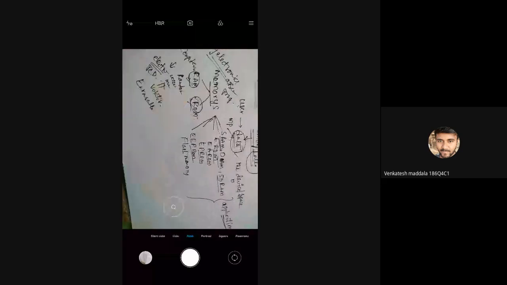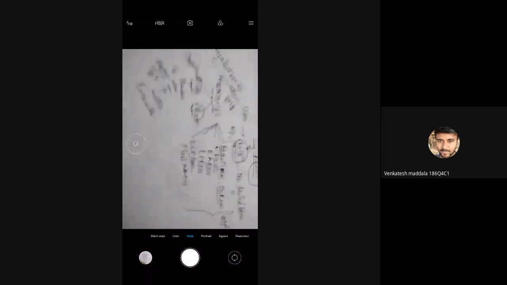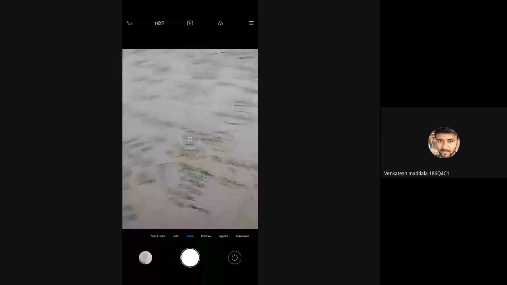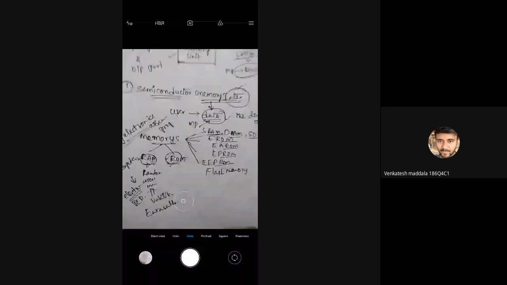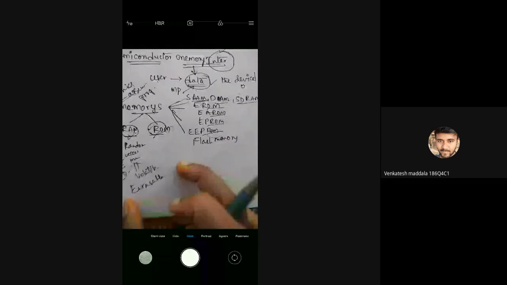So whatever data we store in this random access memory can be erased. That means RAM is a type of memory where we can erase the data. So the data in the RAM can be erasable. It is a semiconductor memory technology which is used for reading and writing of data in any format.